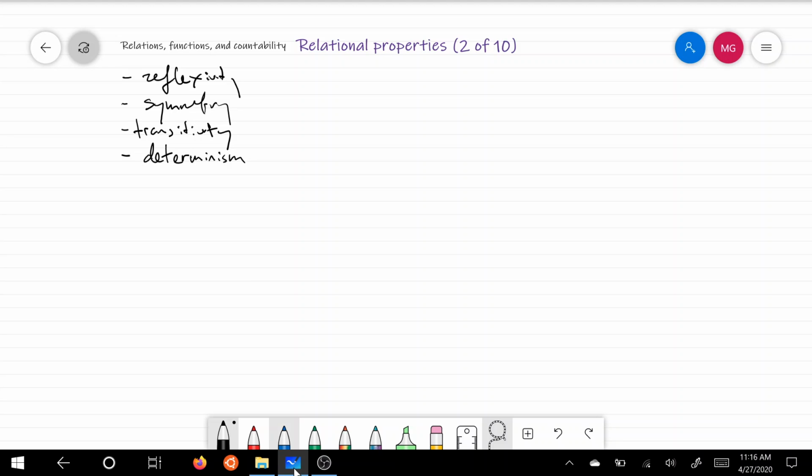For the first 3, these really only talk about binary relations. That is to say, some relation on a set. So that means a binary relation where both positions are talking about the same set, right? That's what we're talking about.